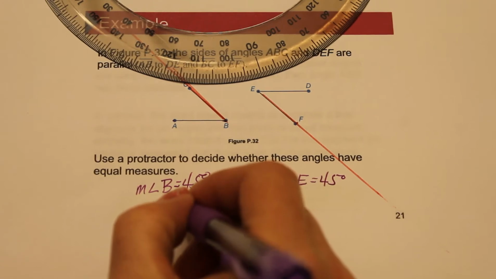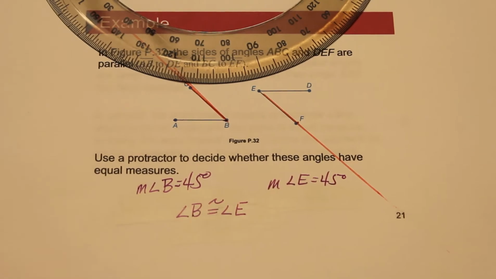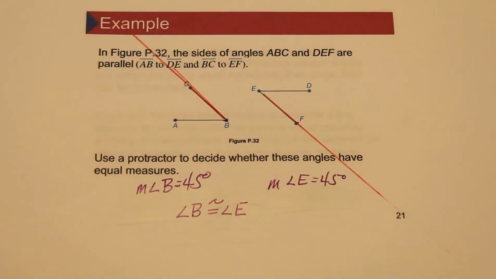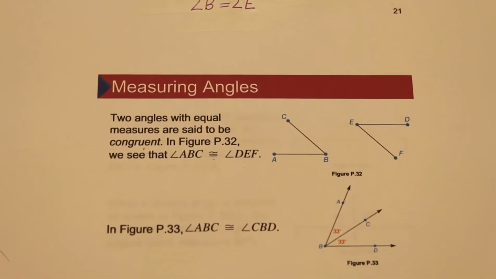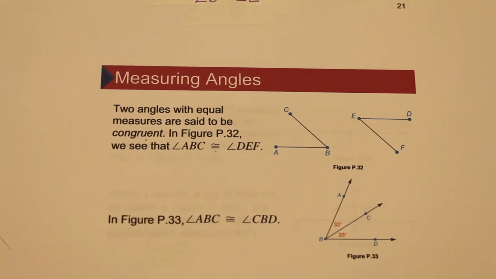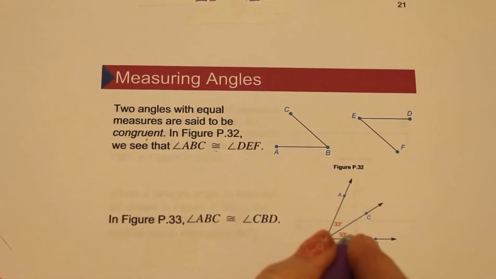So if the measures are equal, we would say the angles are congruent. So two angles with equal measures are said to be congruent. And so here we see that in figure 33, angle ABC is 33 degrees, and also angle CBD is 33 degrees. Since the angles have the same measure, the angles are congruent.